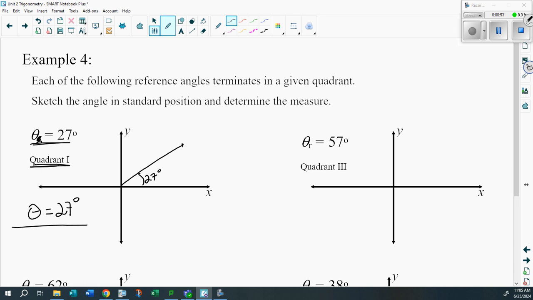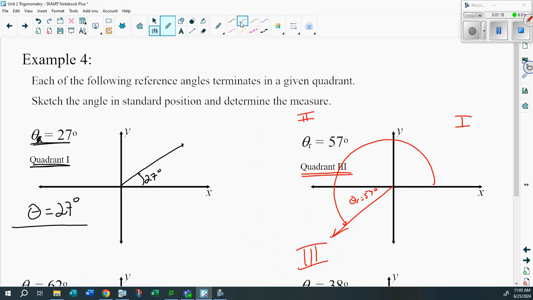Okay, so let's take a look at this one. Check this one out. This is going to be a little bit more challenging. Here we go. We're in quadrant 3. So where is quadrant 3? There's quadrant 1, there's quadrant 2, there's quadrant 3. So you know what I do? I just draw an arrow out there. There it is. I know that my theta reference right here is going to be 57 degrees. I also noticed that my angle in standard position has got to go all the way around like this.